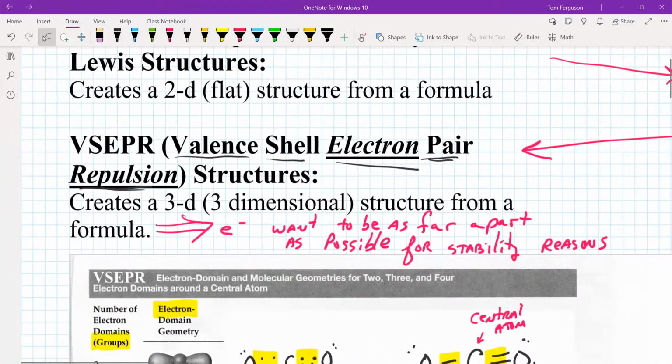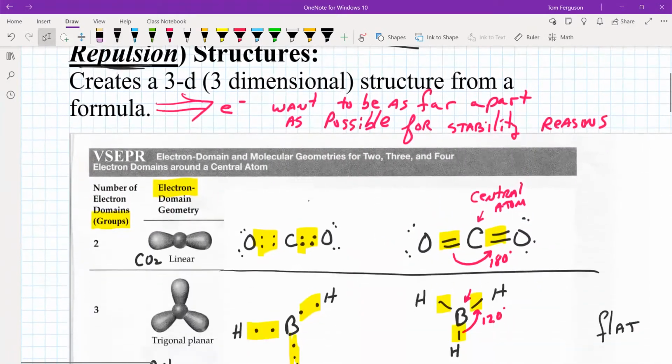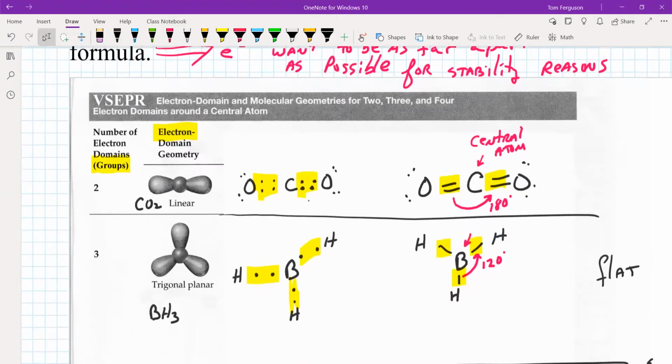Now the next thing we have to figure out is, for example, if we were looking at carbon dioxide, this is the Lewis structure for carbon dioxide. We start off with the carbon in the middle, oxygen on the outside, and we attach one bond to each one. In fact, let's just do that.